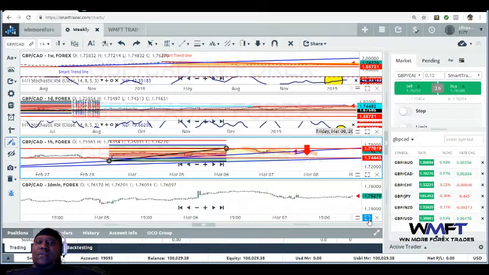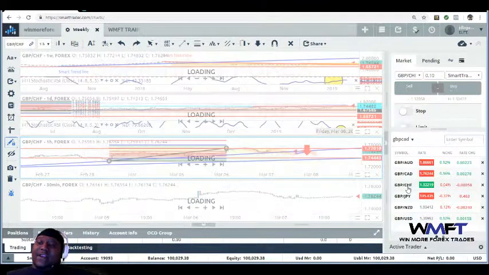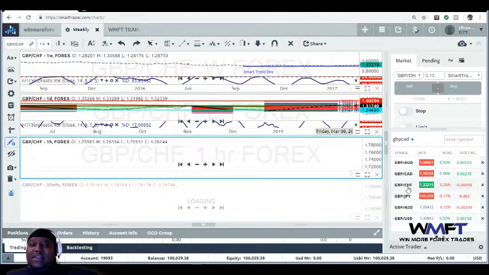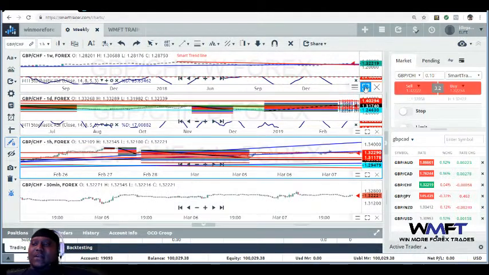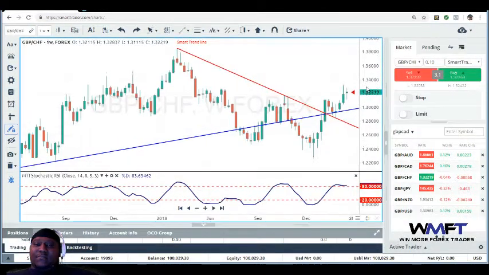All right. So we have a sell on the Great British Pound, and we have a sell on the pound AUD, pound CAD. Now let's go to the pound Swiss Franc. So that's two sells we're looking at right now. All right, pound Swiss Franc.